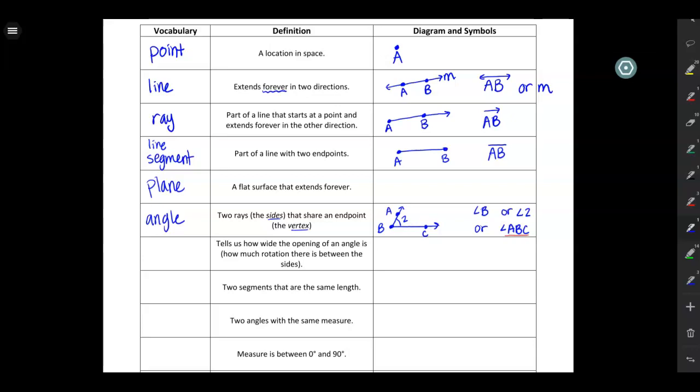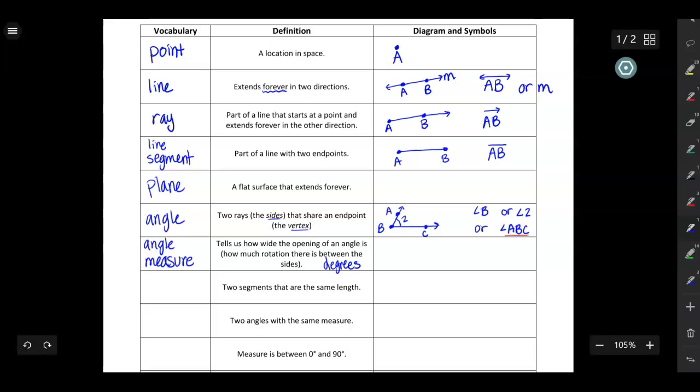So lots of times with angles, what we care about is how open they are. What we use to talk about that is the angle measure. The angle measure just tells us how wide the opening of an angle is, and we're going to give this answer in degrees.